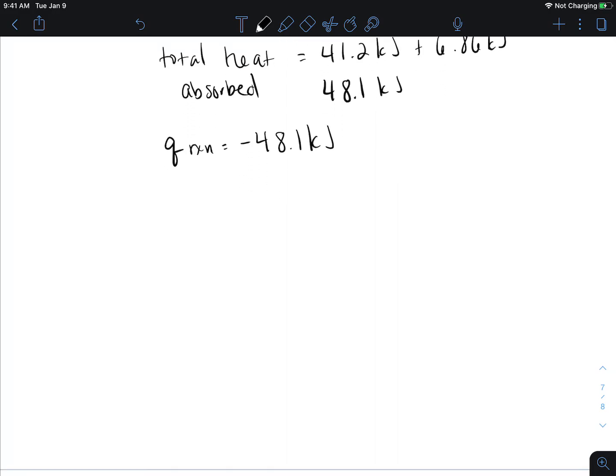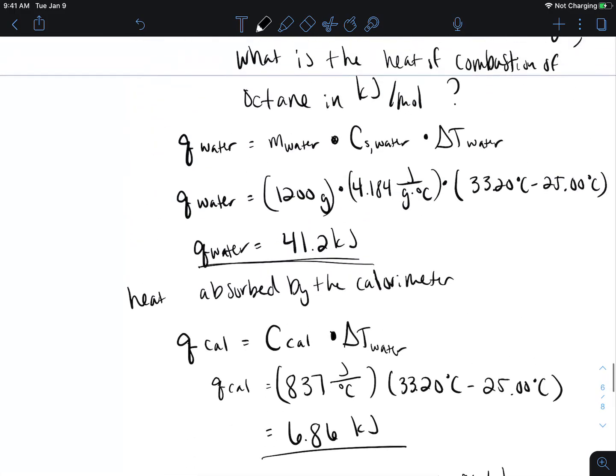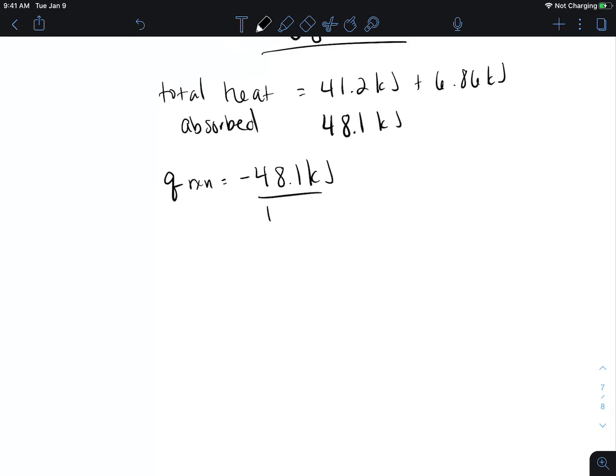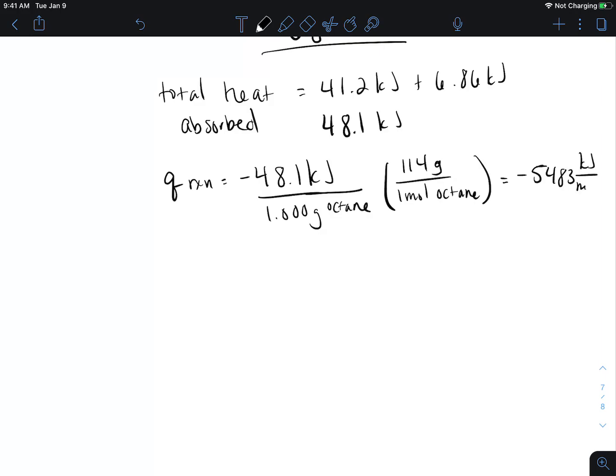And now that we have this kilojoule amount, this kilojoule amount is based on 1 gram of sample. So we'll divide this by 1.000 grams of octane. And now we can go from grams of octane into moles of octane by taking our molar mass of octane, which is 114 grams per 1 mole of octane. And when we multiply that out, we get negative 5,483 kilojoules per mole. Very, very large amount.